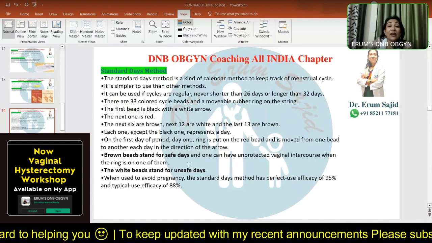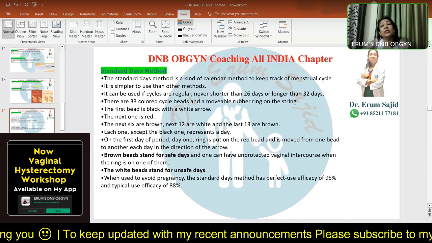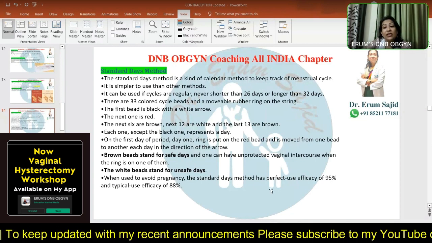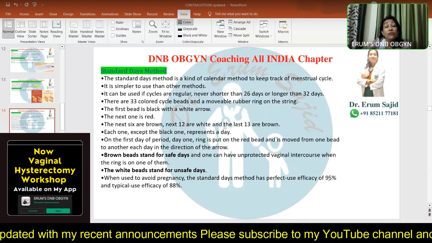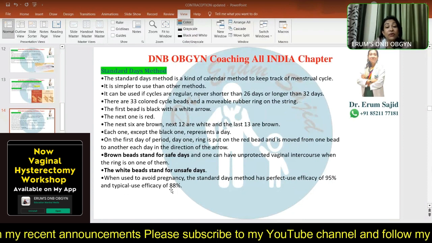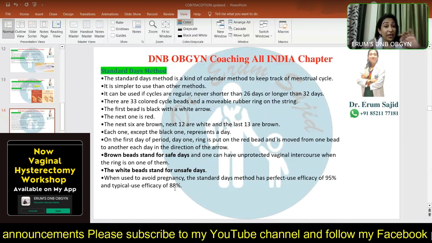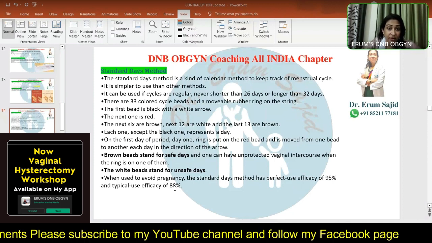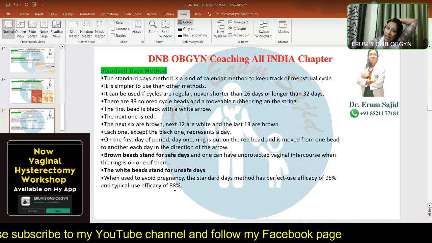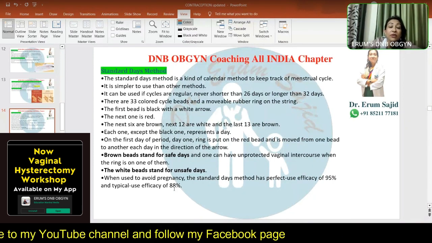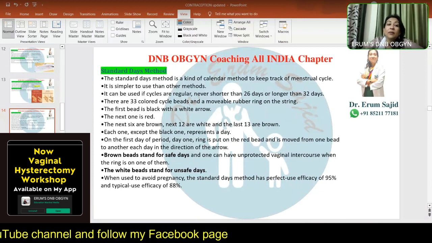So the brown beads stand for the safe days and the white bead stands for the unsafe days. So this has got a perfect use efficacy of 95% and a typical use efficacy of 88%. I'm talking about efficacy over here, not pregnancy rates. So the efficacy is pretty high, 95%, and typical use efficacy is also pretty high, which is 88%.